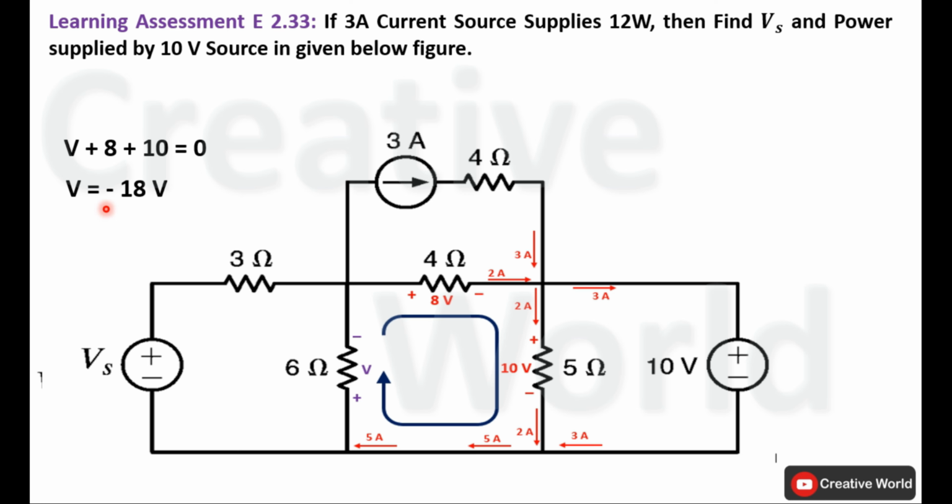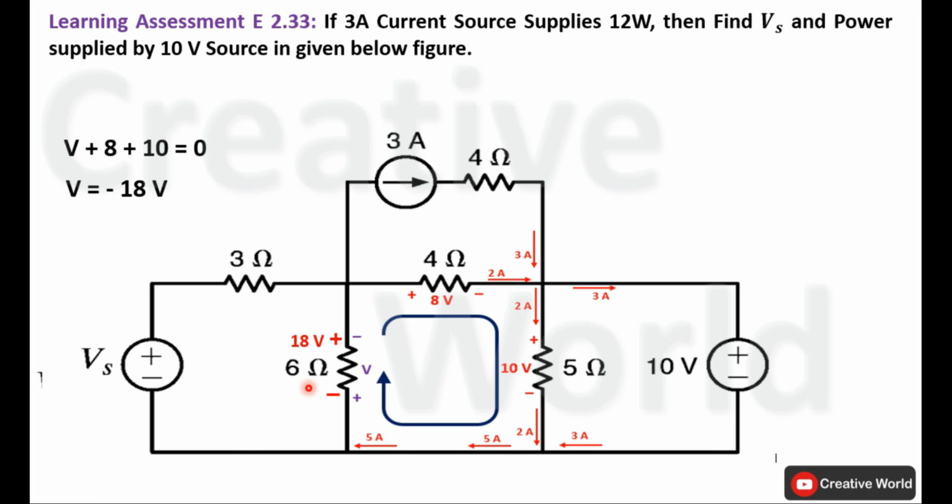Here minus is indicating that we have taken wrong direction of current. The actual direction of current is opposite to the assumed direction. Actual direction of current is counterclockwise. So the polarity of this voltage should be opposite to the assumed polarity. Actual polarity is plus on this terminal and negative on this terminal, and the value of voltage across this 6 ohm resistance is 18 volt. Now we have the value of voltage along with their polarity across this 6 ohm resistance.